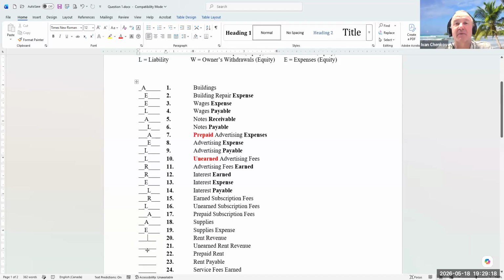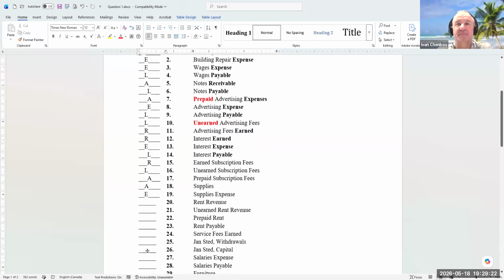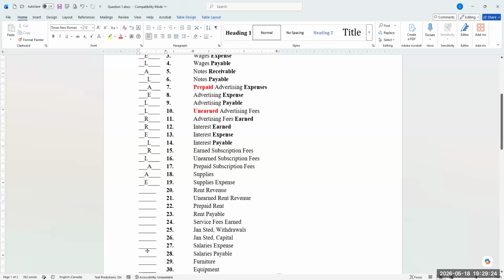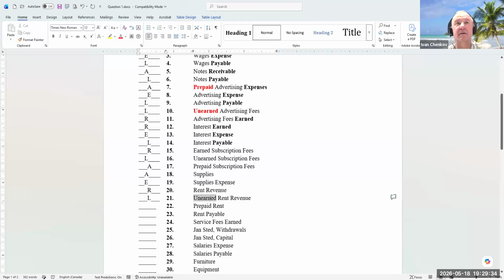Now let's go with the rent revenue. Rent revenue, what kind of account will that be? Revenue. How about unearned rent revenue? Liability. Why? Because it's unearned. Clearly unearned. Let's highlight it in red. And this one was prepaid here, highlighted in red. And this is unearned, highlighted in red.